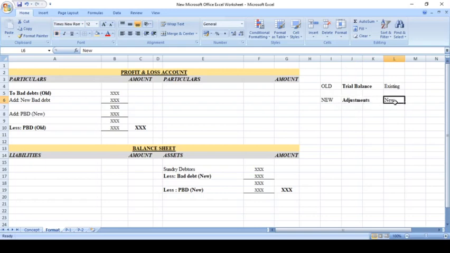So the new bad debt and new provision for bad debt will be added in my P&L account and would be subtracted in my balance sheet from sundry debtors. However, the old items would appear only once. I will start my answer with the old bad debt. However, I will subtract the old provision for bad debt. So this is the format to be done.